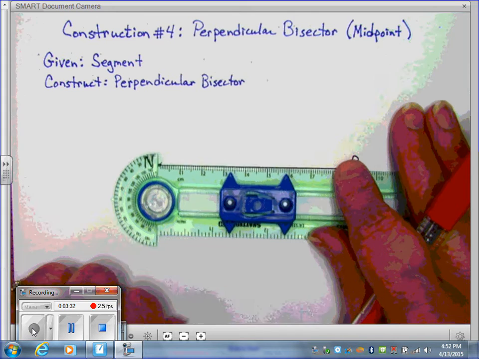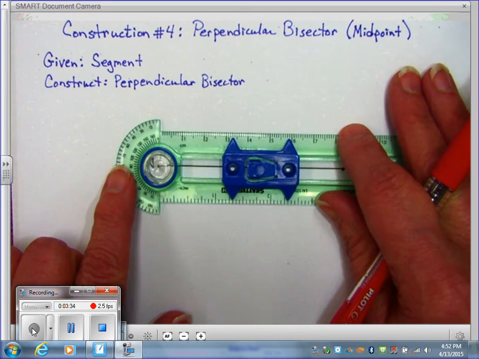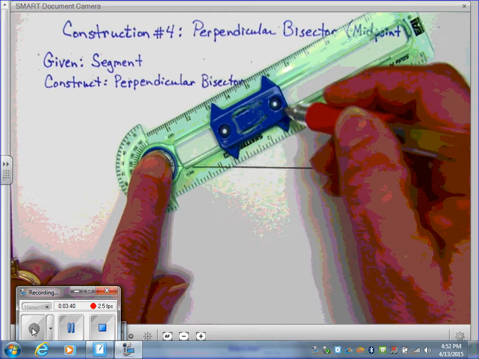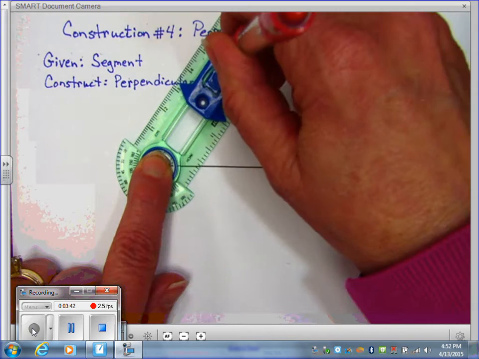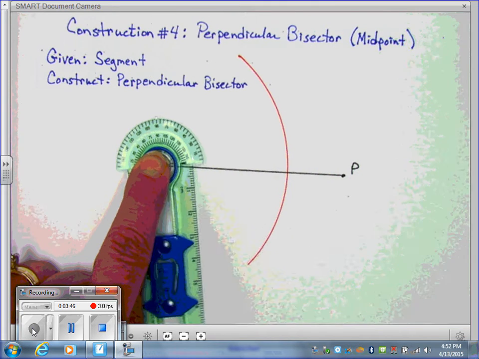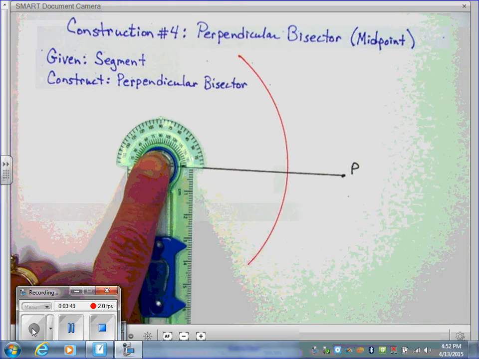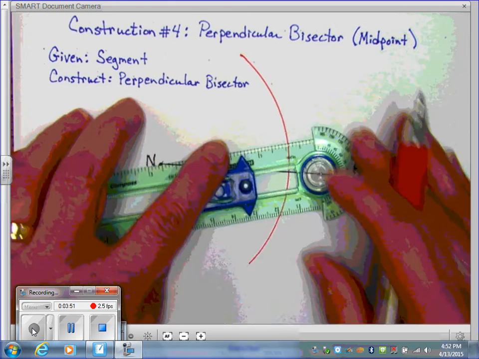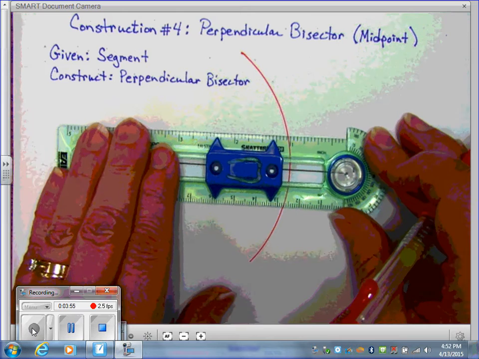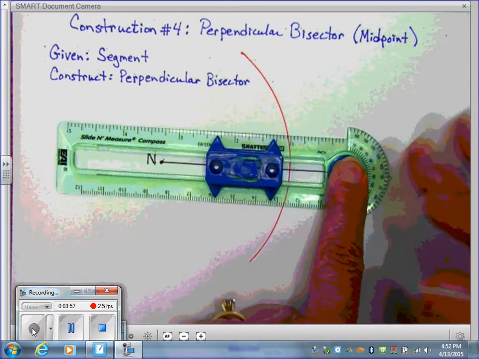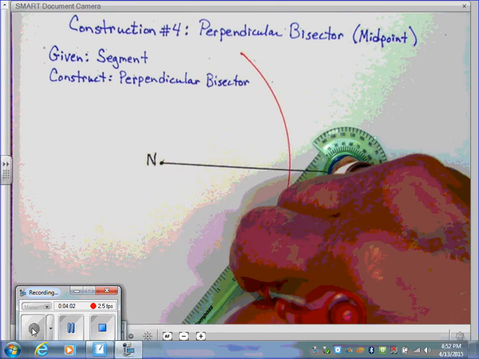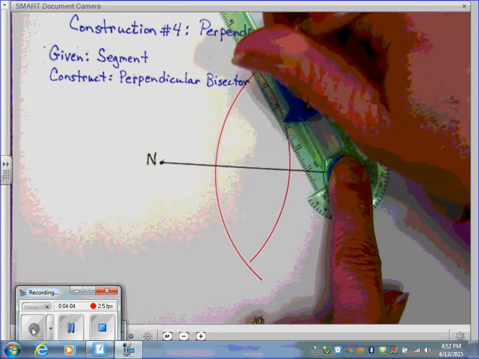Now, I'm going to put the center at one endpoint, and I'm going to make an arc that starts at the top and goes all the way to the bottom, just top to bottom like that. Then I'm going to turn my compass the opposite direction. Do not change this setting. Turn it the opposite direction, and I'm going to do the same thing. Now you could go bottom to top or top to bottom. It's not going to matter.